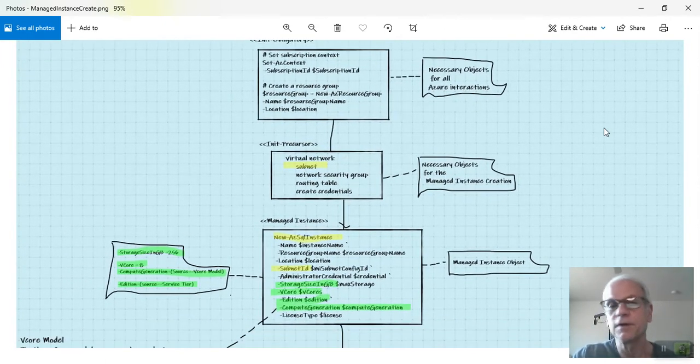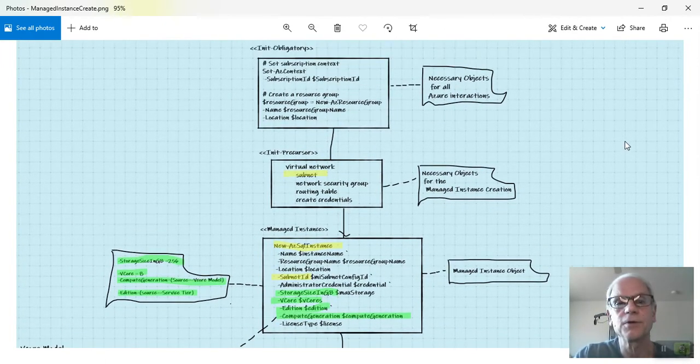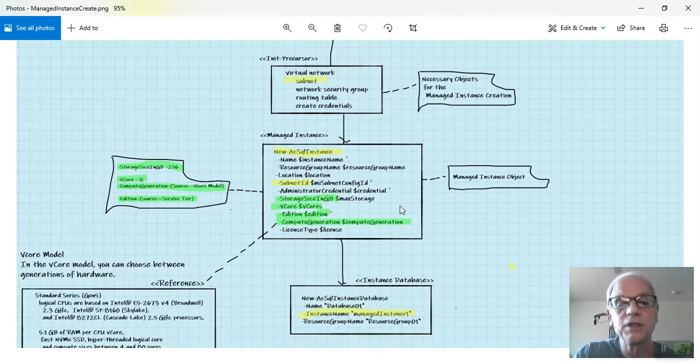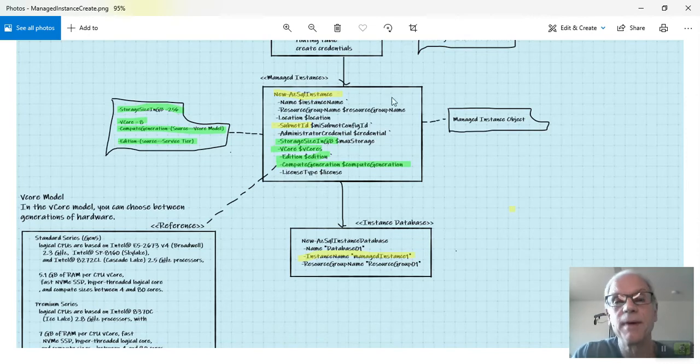So do follow the code flow, because as you can see here, there are certain things that have to be done for the virtual network, then the creation of the instance and the creation of the database. Each one flows into the next.